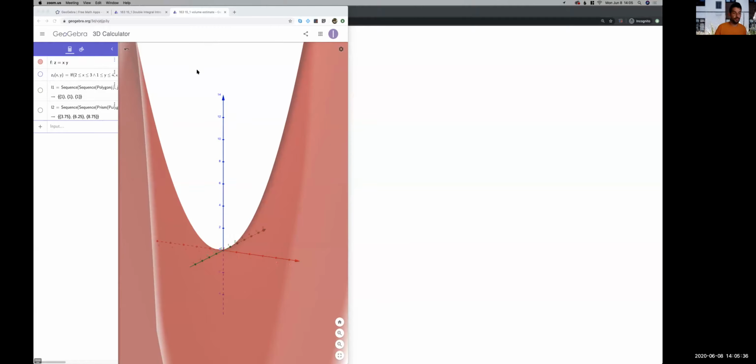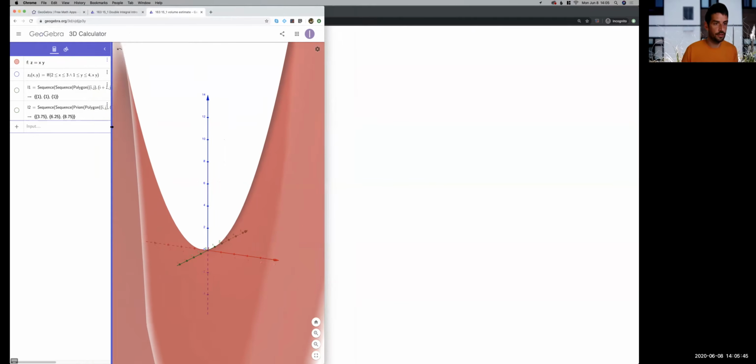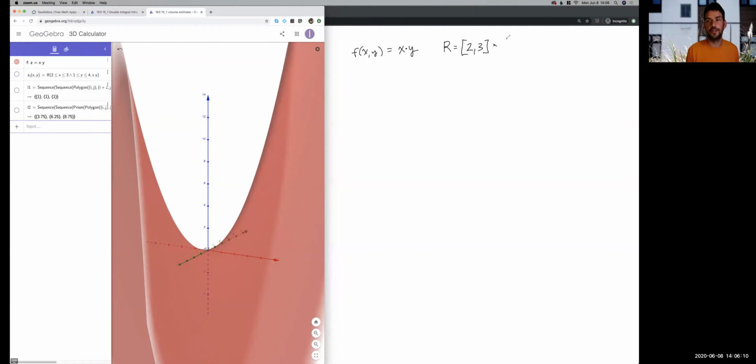So here's a surface graphed. Okay, this is the function. Let's write this down, and we'll get a better picture of it. So this is the function f of x, y is equal to x times y. And I want to find or approximate the area over the region R, which is the set between 2 and 3 in the x values and 1 and 4 in our y values, okay?